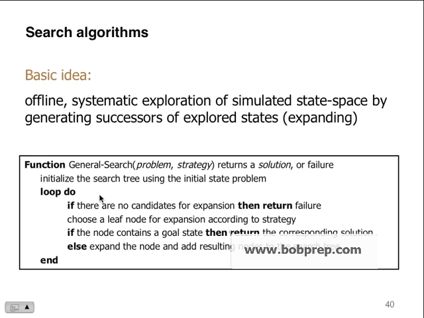Loop do. What does loop do mean? So if there are no candidates for an expansion, then return failure. Otherwise, choose a leaf node for expansion according to the strategy. If the node contains a goal state, then return the corresponding solution, else expand the node, adding the results to the search tree. This is what I'm calling pseudocode. It's not programming. It's not an algorithm.